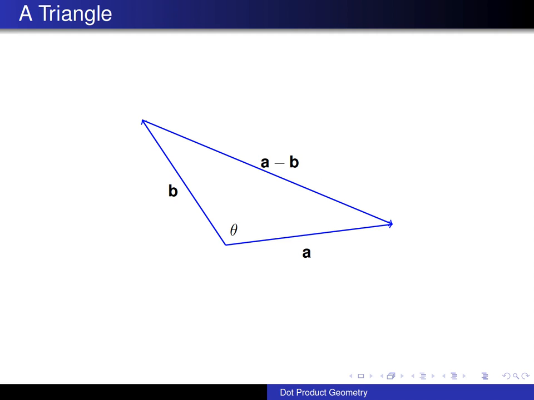We know from our geometric definition of vector addition that if we add this vector and this vector, we should get A, the resulting vector: B plus A minus B. The B's are going to combine to make 0, and we're just going to have A, which is what we should get. So this is the triangle that we're going to work with.